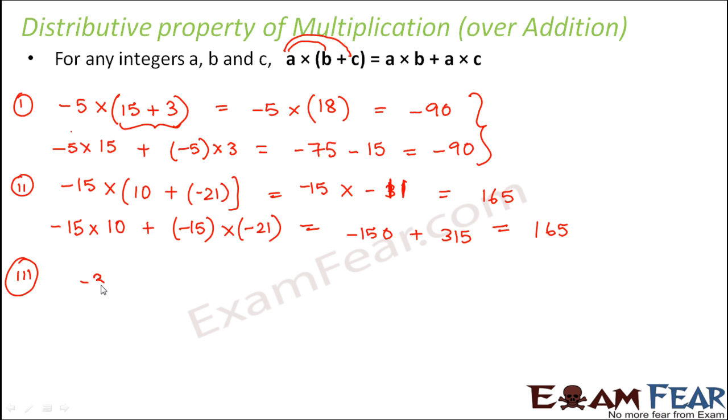Let's look at a third example where we will involve 0 as well. So minus 3 into (0 plus minus 8).